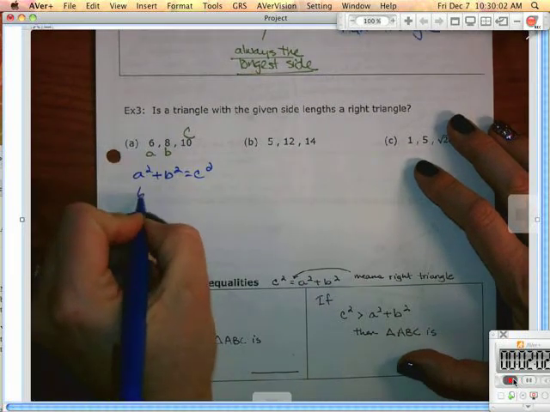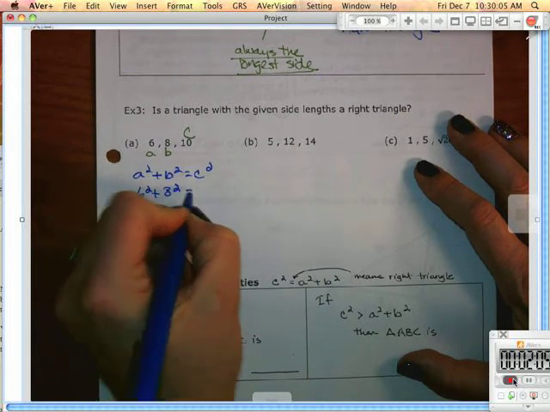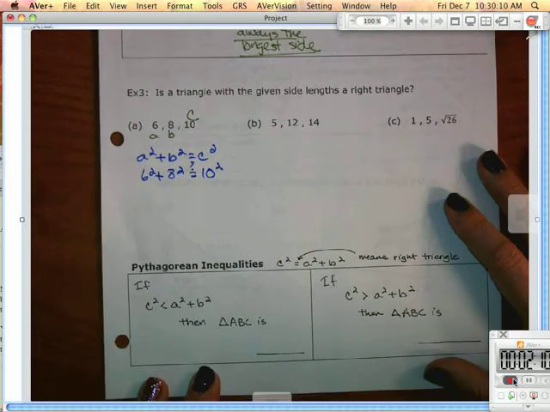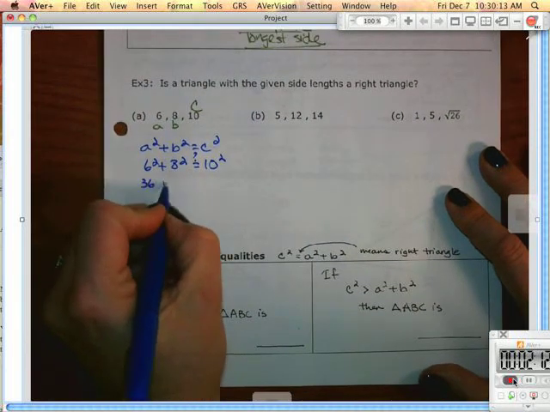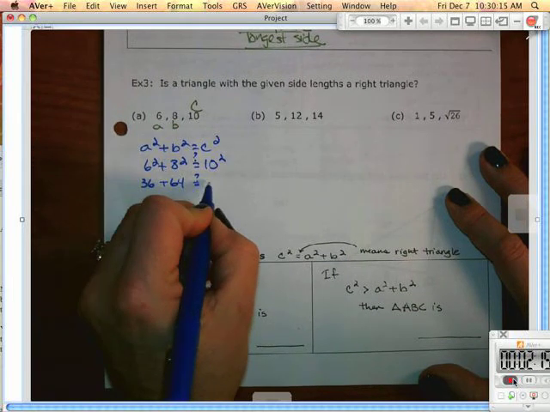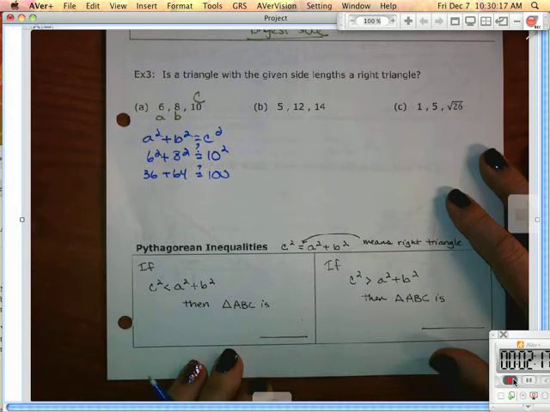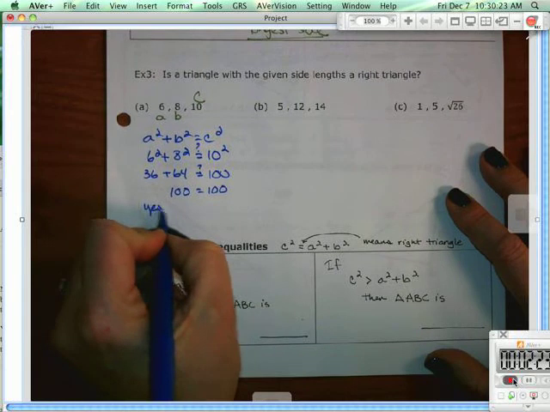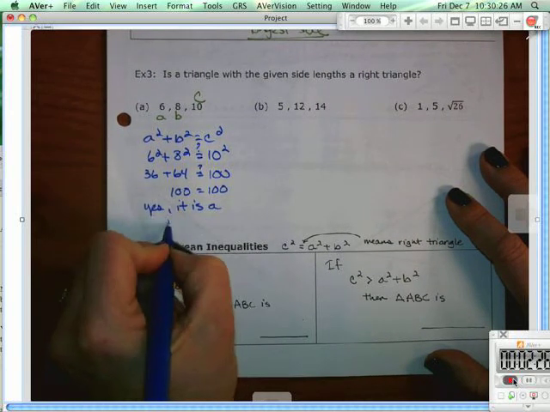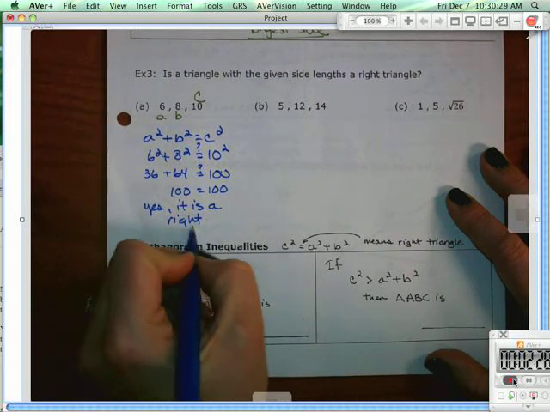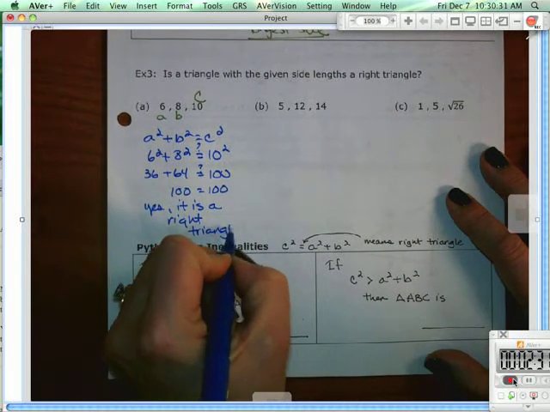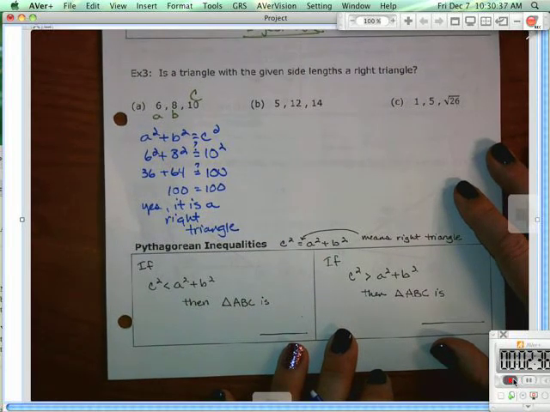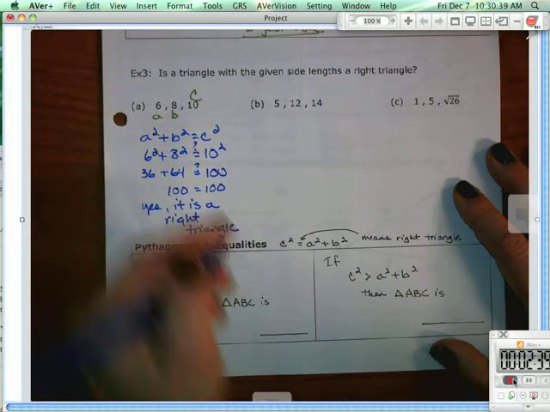So 6 squared plus 8 squared equals 10 squared. That is the question. Is that true? So we do 36 plus 64. Is that equal to 100? Yep. 100 equals 100, so I can say yes, it is a right triangle, because it makes the Pythagorean theorem true. Okay? So let's try another one.